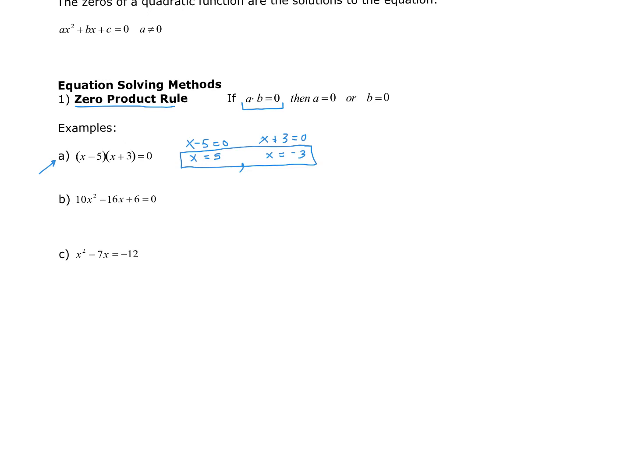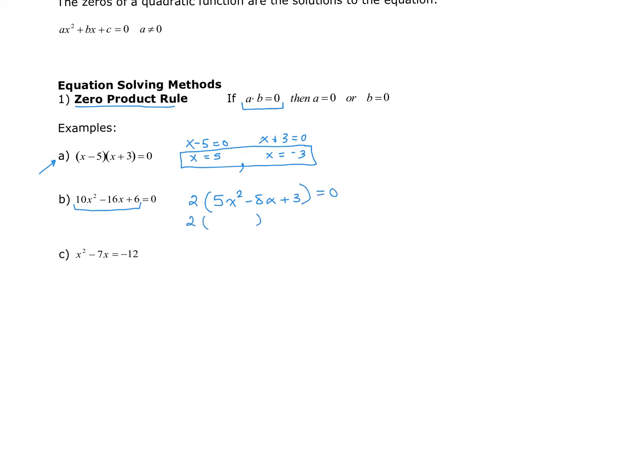Okay, so here's another one. 10x squared minus 16x plus 6. Now, with factoring, one thing that we always want to do is look for a greatest common factor, and I notice right away that these are all even. So I'm going to factor out a 2 and get 5x squared minus 8x plus 3 equals 0.